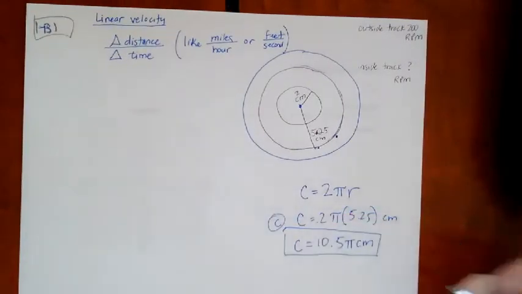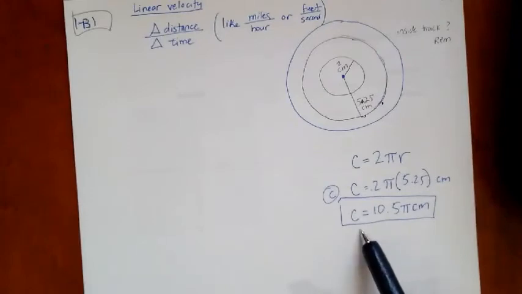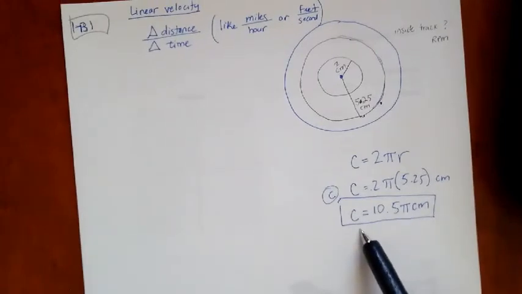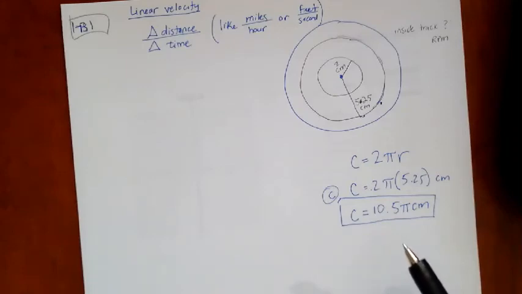And then maybe I'll use a different color. Here's letter D. Letter D says, what's the constant velocity in centimeters per minute of a point on the outside track of the DVD?